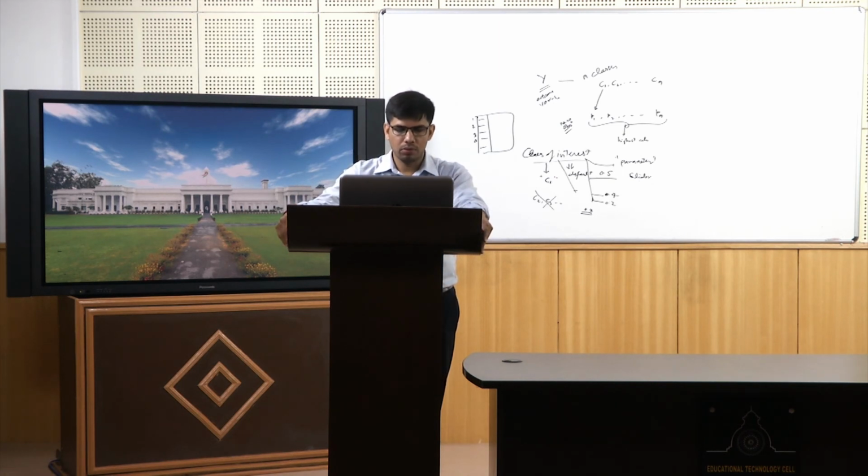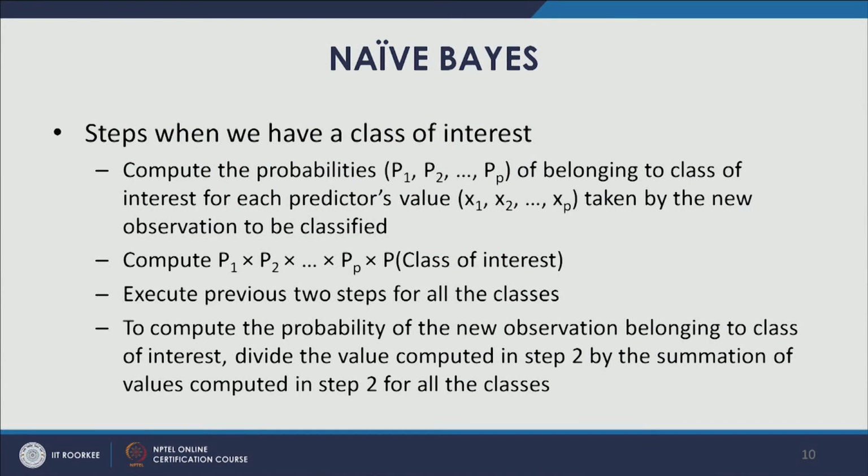This is quite similar to the regular scenario step. We compute the probabilities P1 to Pp of belonging to the class of interest for each predictor value, x1 to xp, taken by the new observation to be classified. As discussed in the regular scenario, the new observation will have some values for different predictors, x1, x2, up to xp. For each predictor the value could be some class, and for that particular class we have to find the probability of belonging to the class of interest.